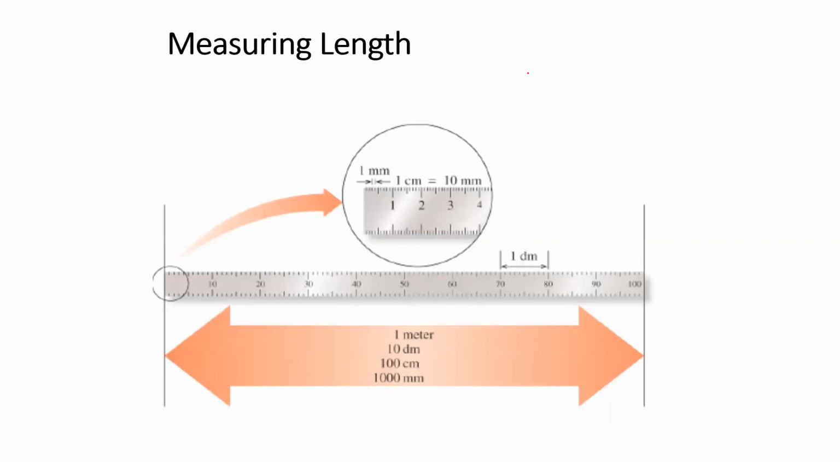And we can see that in a meter stick, right, there's 10 decimeters in 1 meter, or 100 centimeters in a meter, or 1,000 millimeters. So this 100 is showing that there's 100 centimeters. So between 10 centimeters, there's actually 1 decimeter. So really, this is 10 decimeters.